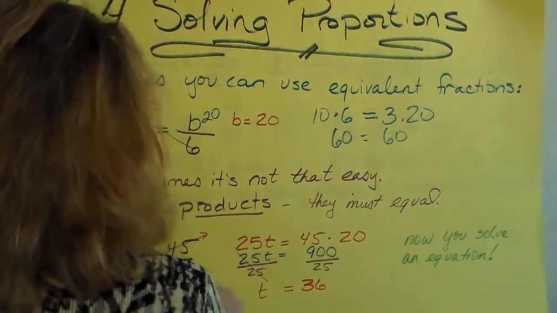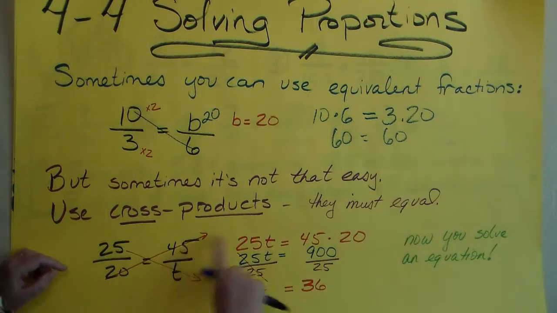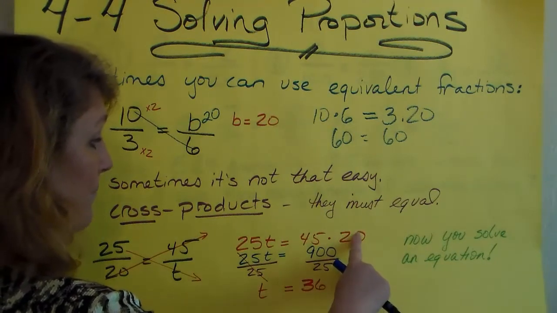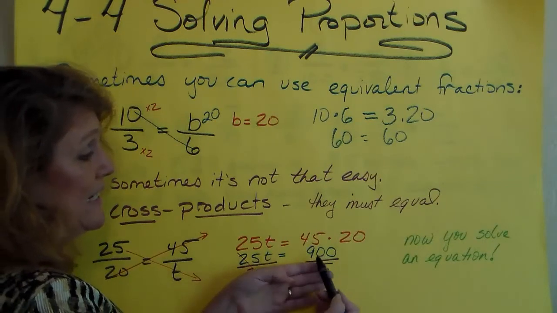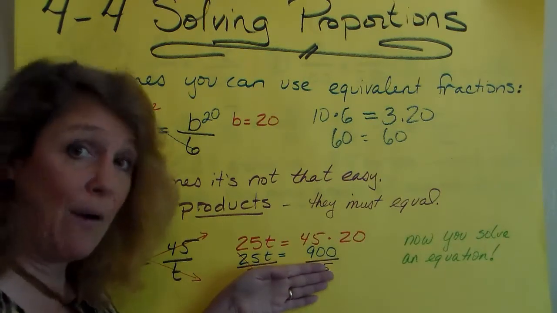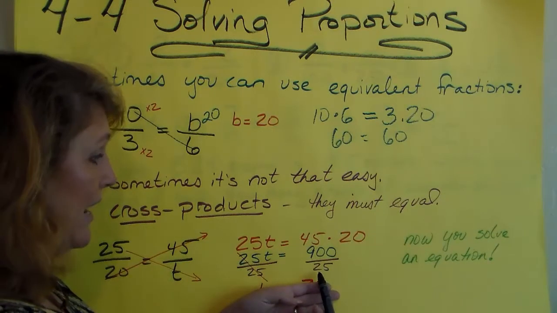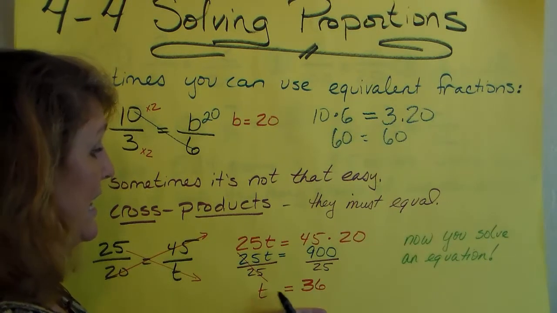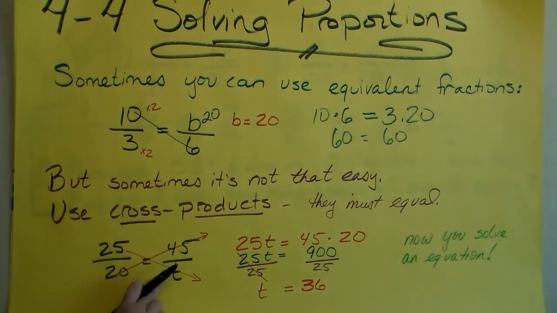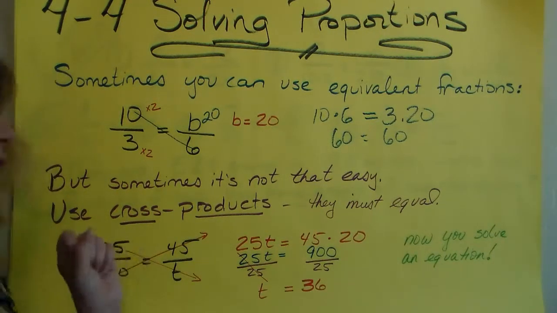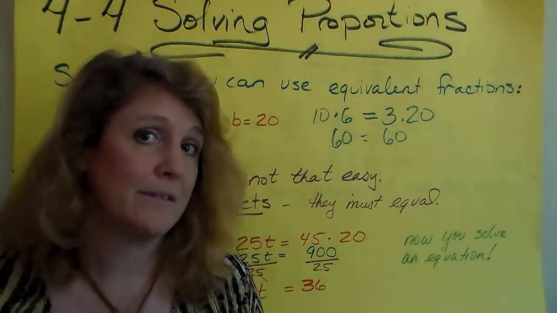So for here, for example, I've got 25 times t equals 20 times 45. And so if I do the math here, I've got 25t is going to equal 900. Now I can solve for t. I can divide each side by 25. And I see that t equals 36. So I can make my own equation using the cross products of the equivalent proportions.